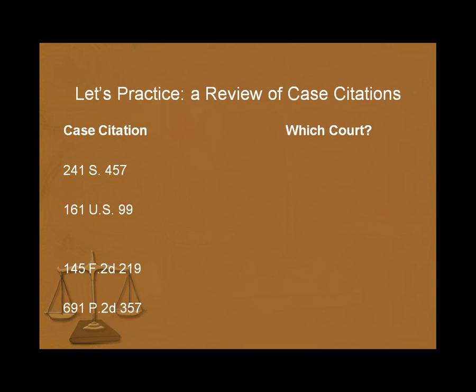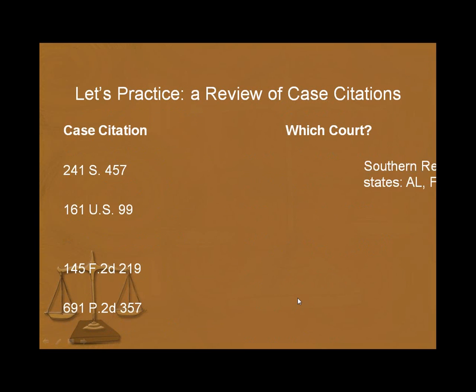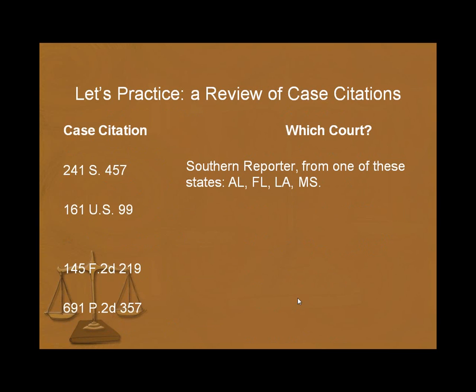If we go back up to our chart and we scroll down among our abbreviations here, we find that S is an abbreviation for the Southern Reporter, and it contains decisions from Alabama, Florida, Louisiana, and Mississippi. So I'm going to guess that it's going to be Southern Reporter. That's the court that is determining these. Of course, Southern Reporter isn't a court. It's a publication that publishes these decisions. And we don't know at this point whether the case comes from Alabama, Florida, Louisiana, or Mississippi.